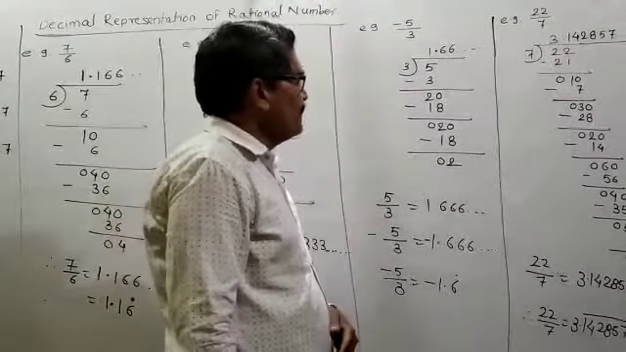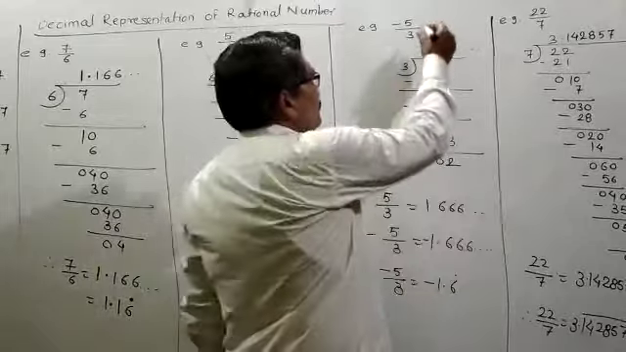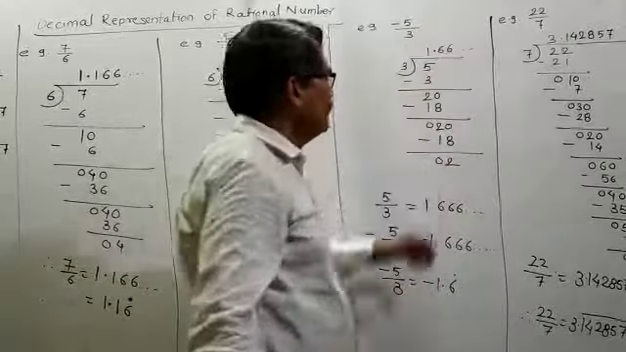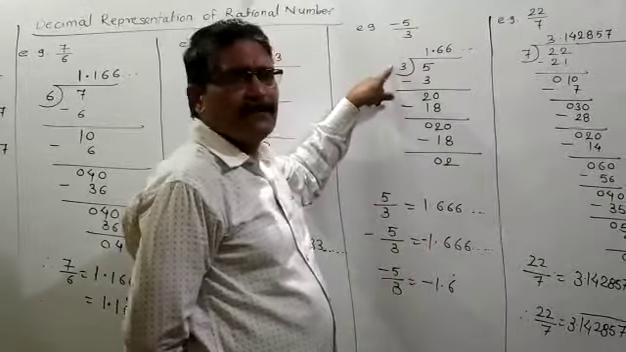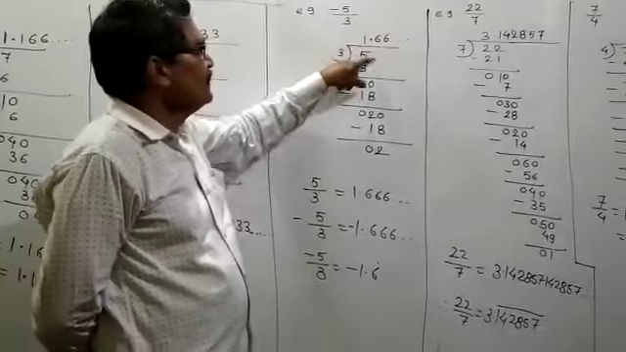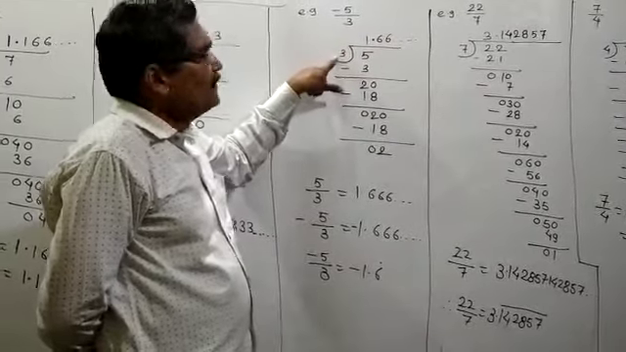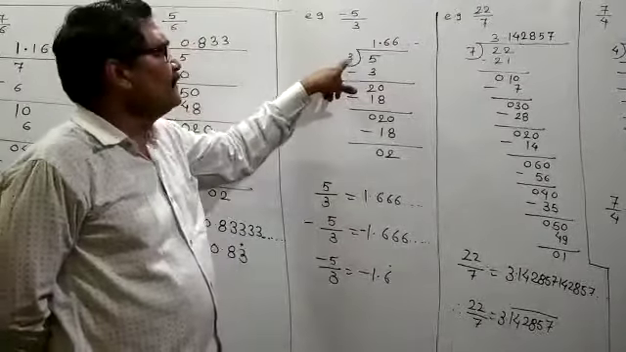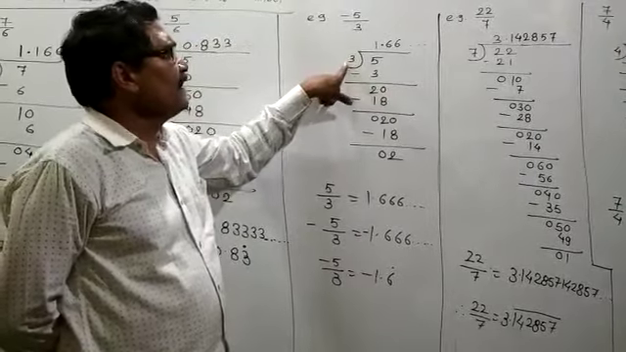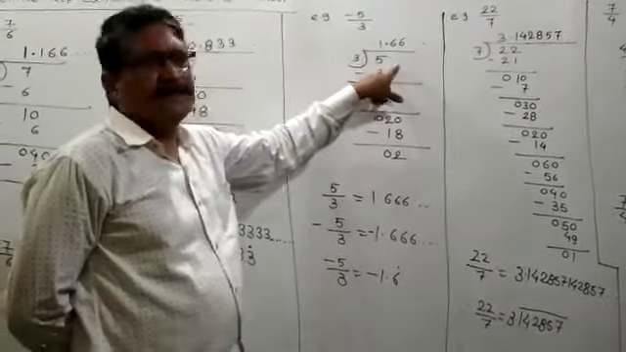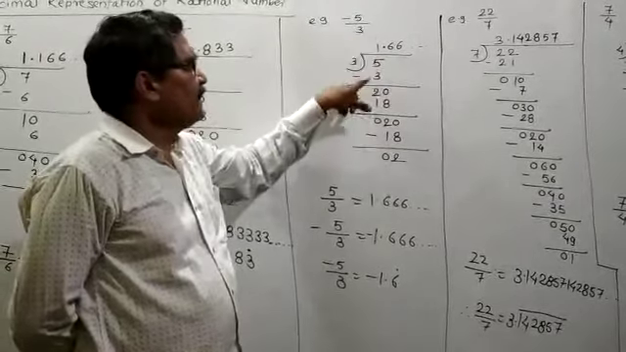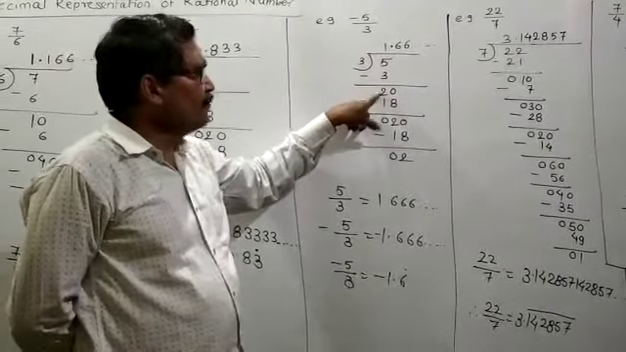Though the sign is minus 5 upon 3, you first have to find the answer for plus 5 upon 3. 5 will go inside and 3 outside, because this is the numerator and this one is the denominator. The divisor is smaller than the dividend, so 1 will go in the quotient. Then 3 ones are 3. 5 minus 3 is equal to 2.